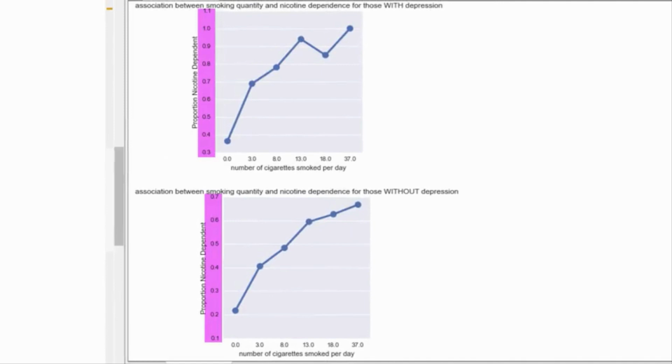Still, in this case, we would say that a diagnosis of major depression does not moderate the relationship between smoking and nicotine dependence. For both young adult smokers with major depression and for those without, higher levels of smoking behavior is associated with higher rates of nicotine dependence.